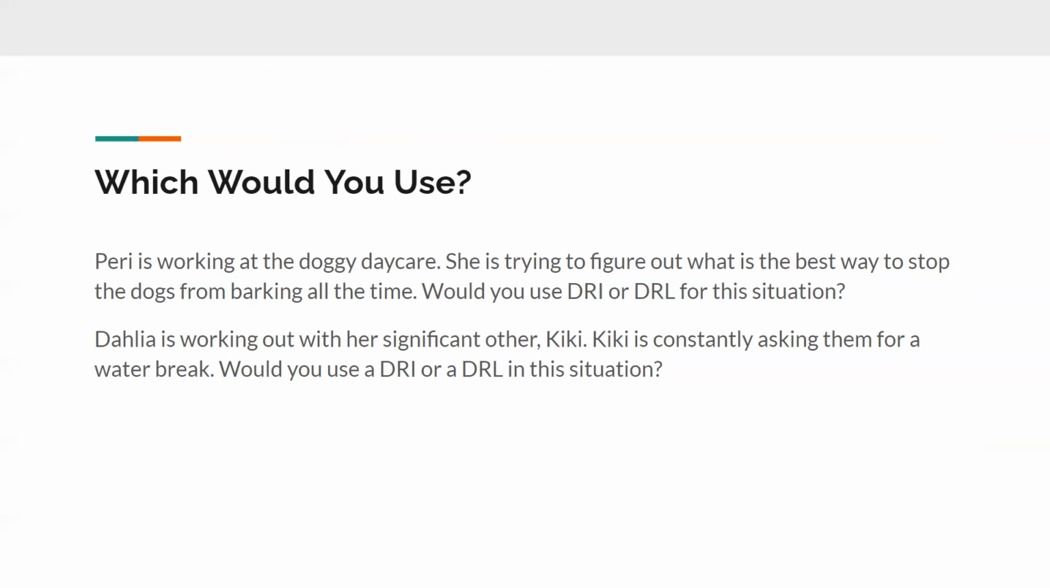So for the second one, we got Dahlia, and she is working out with her significant other, and they are constantly asking them for a water break. Which one would you use, DRI or DRL? I think DRL is the best one for this situation because they are engaging in a behavior that is good, but they're asking too constantly, and Dahlia just wants to lessen their behavior overall.